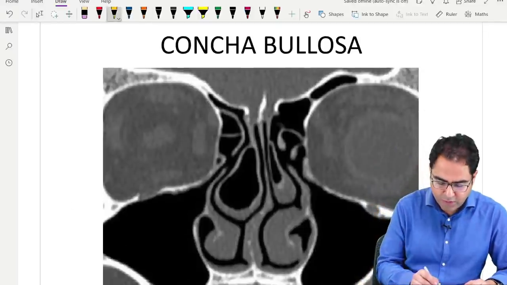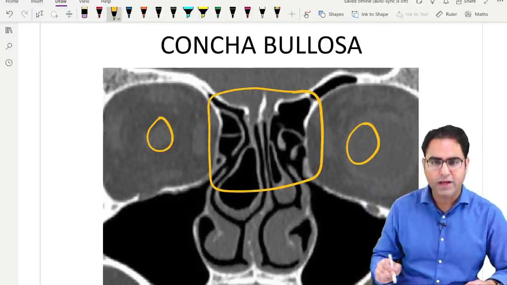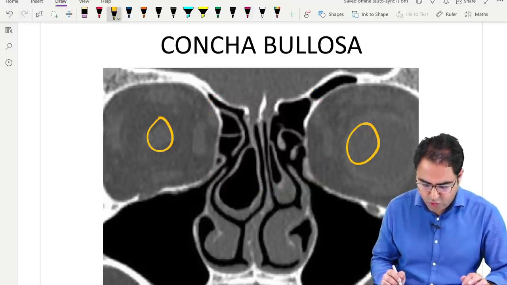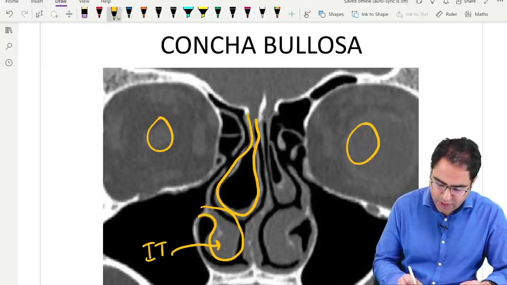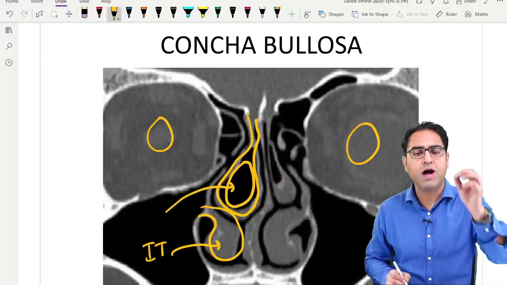Everybody, now speak with me. What is O? O for orbit. Which is this bone here? The ethmoid bone between two orbits. What is this turbinate? Inferior turbinate. What is this turbinate? Yes, middle turbinate. In the middle turbinate, there's a big cell, and this cell is called concha bullosa.